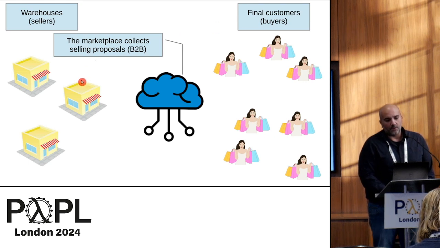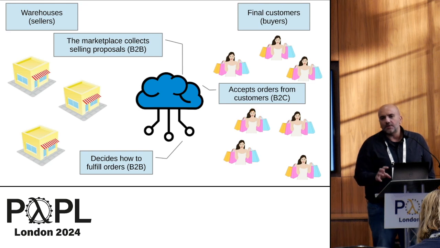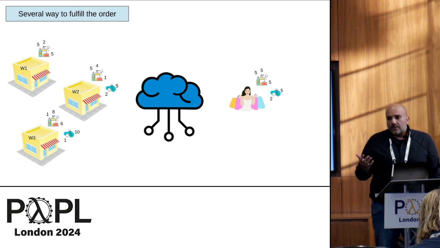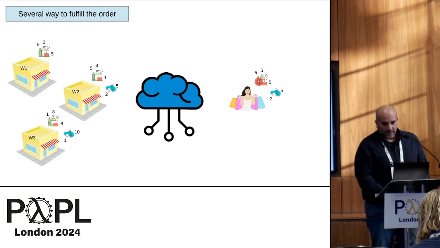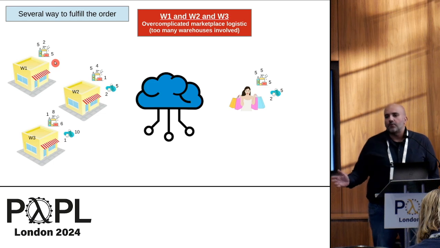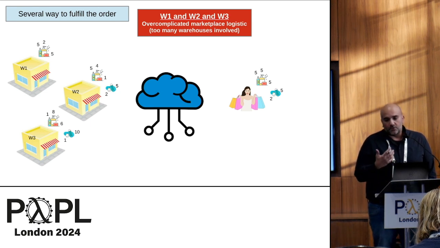First of all, the platform must collect product proposals, selling proposals, from the warehouses. Then it must accept orders from the customers. And at some point, it must decide how to deal with the order of the customer. So who are the warehouses to contact for fulfilling the order? And the big problem is that there are several ways to fulfill a given order. So if we consider this example, we have several products in the basket, and they can be given by different warehouses. For example, one can involve all the warehouses, but this is very likely a too complicated solution from the point of view of the marketplace. So it must interact with everything.